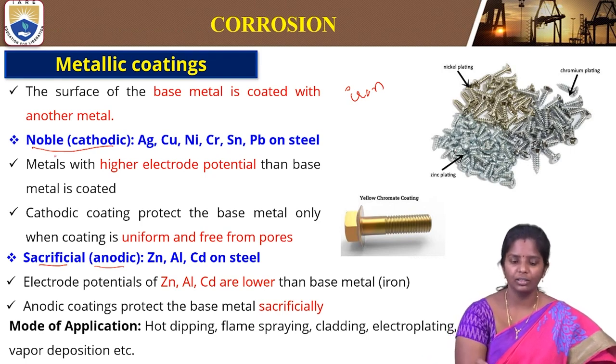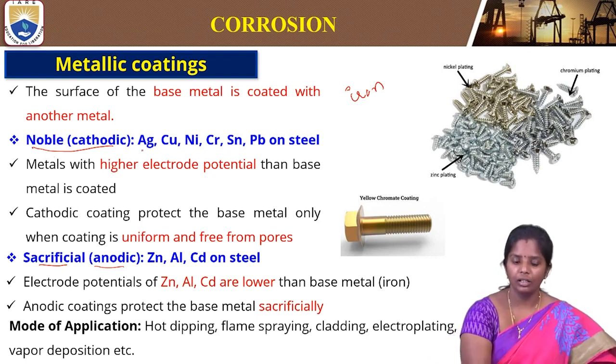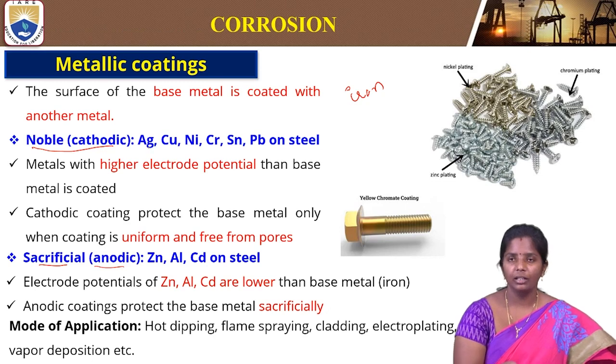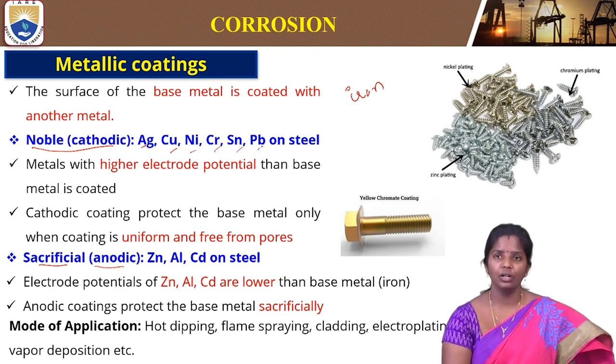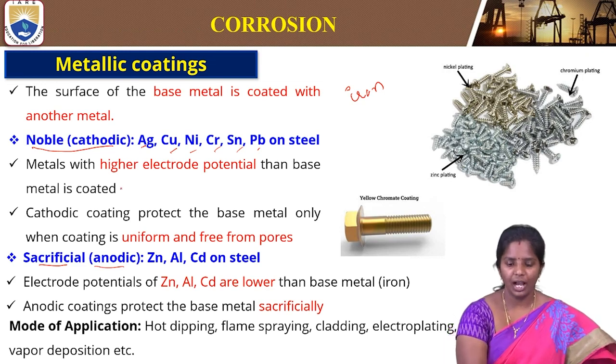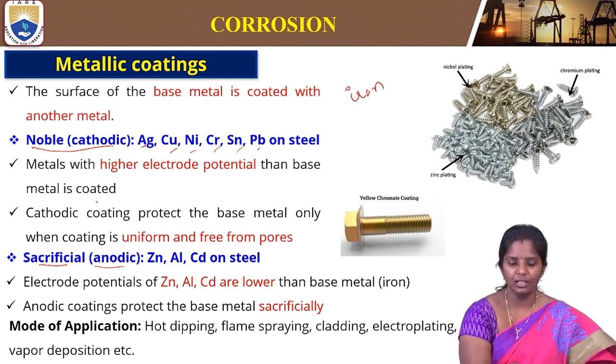So for noble or cathodic coatings, what happens? There is no reaction. It means inert metals or noble metals are used, like silver, copper, nickel, chromium, tin and lead, on steel. Steel is nothing but an alloy of iron again. So metals with higher electrode potential than the base metal are coated.